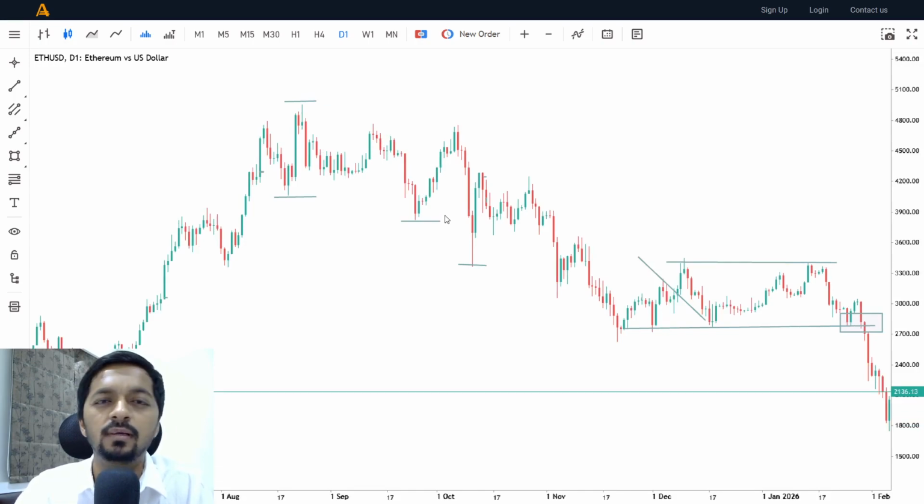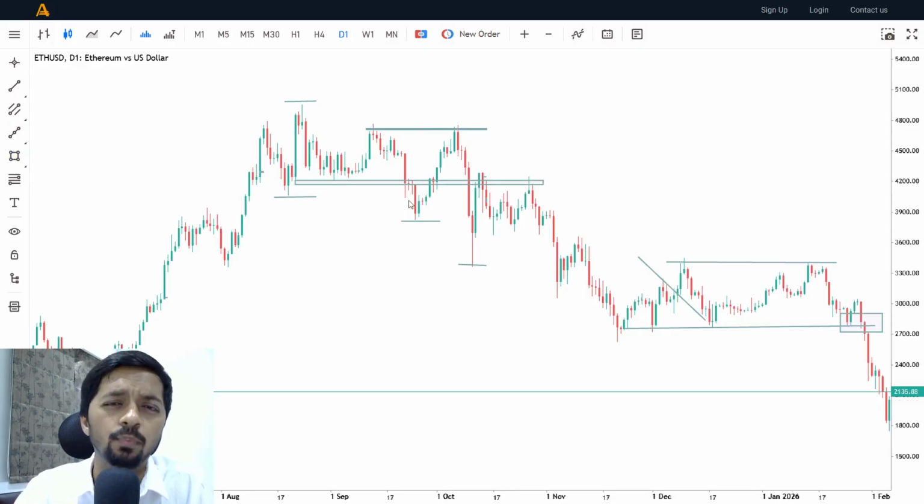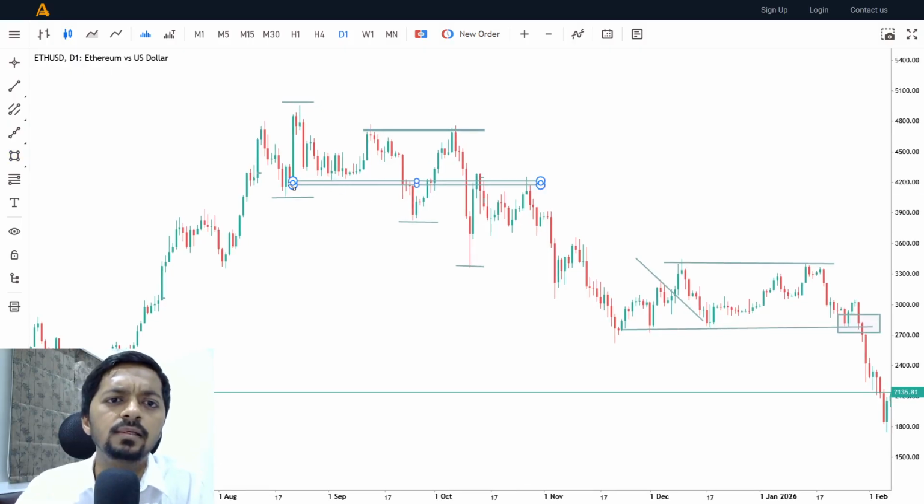Once you spot the trend on a higher time frame, just mark out the resistance area. Why do we need to mark out the resistance? Because for the downtrend, we need to mark out the resistance. For the upward trend, we need to mark down the support areas. So we have marked the support and resistance.